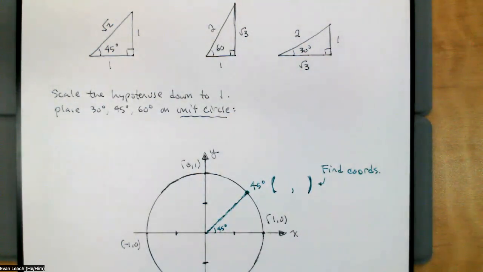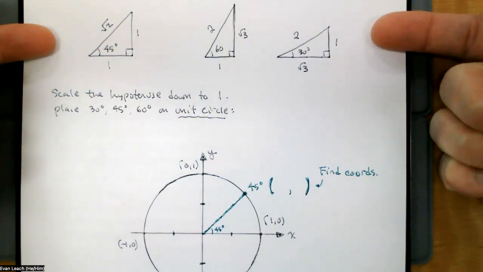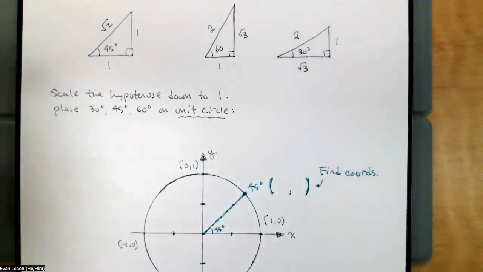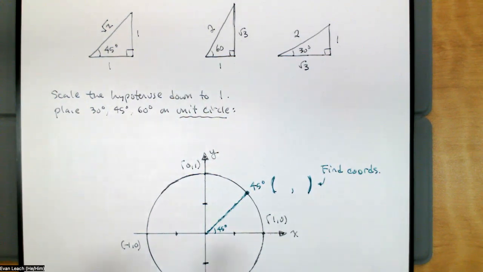All right, so that's what I want you to do. I want you to put 30, 45, and 60 in standard position and figure out what those coordinates are. Where do these land on the unit circle? We're going to do this by taking our iconic triangles and scaling the hypotenuse down to a length of 1 using similar triangles. All right, let's put 15 minutes on the clock, and then try to draw 30, 45, and 60 just in this first quadrant. Then we'll expand. I'm going to pause the recording. So come back for part 2.